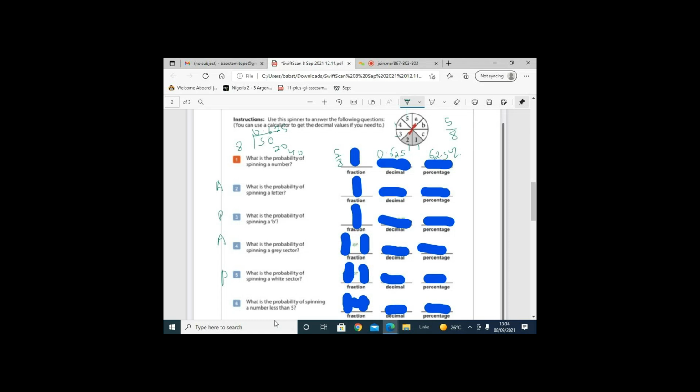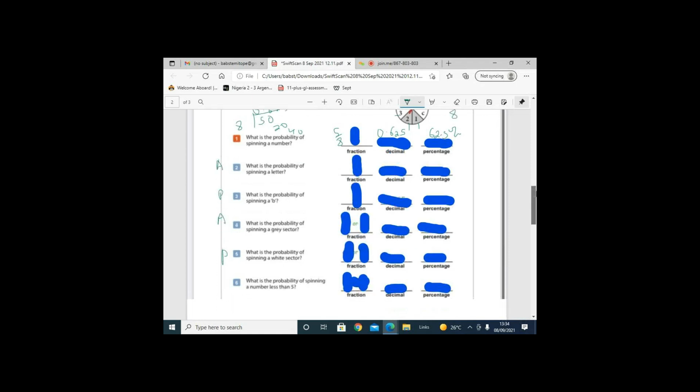Okay, the number 5 is 0.75, which is 75%. So white sector, 1, 2, 3, 4, 5, 6. Yeah, 6/8. That's going to be 3/4 and 0.75, 75%. Okay. That's fine now.